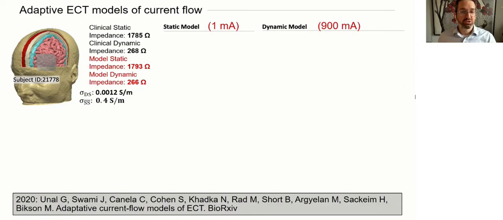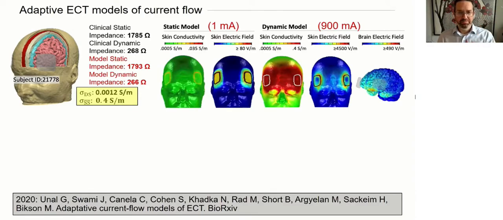So this is a particular subject who received ECT. You can see that they have a clinically derived static impedance before ECT. They have a clinically derived dynamic impedance during ECT. And the model of their head also predicts a static impedance and a dynamic impedance that is relatively matched to the clinical case. And the reason it's matched is because we adjusted the subject's deep skin properties and superficial skin properties to match it. So those are these parameters that you're seeing here that were adjusted to make these things fit.